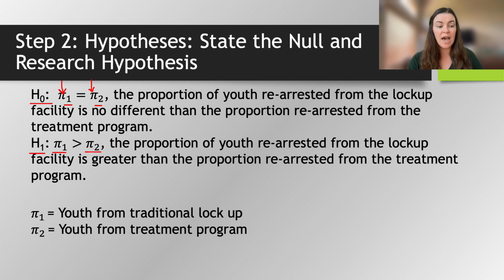And so because of that, I have group 1 marked as the youth from the traditional lockup. So we expect them to be greater than that. And so that's why we have the greater than symbol listed here. And so the proportion from group 2 is listed here. So another way to think about this is that we would expect this number to be lower than this one. And so that's why it essentially has to eat the greater number.